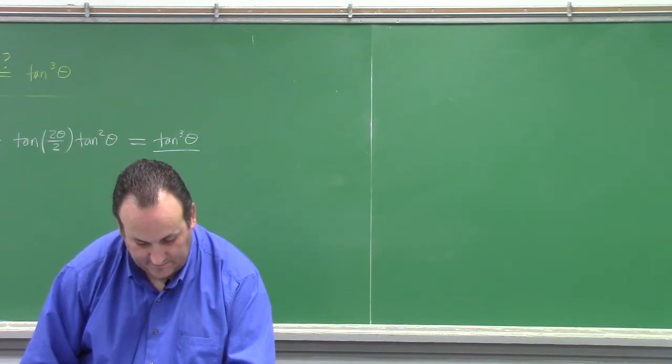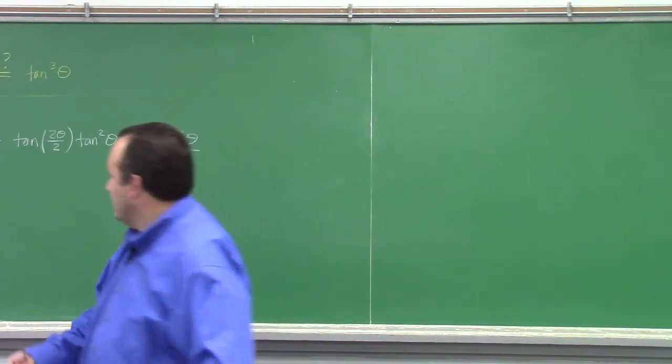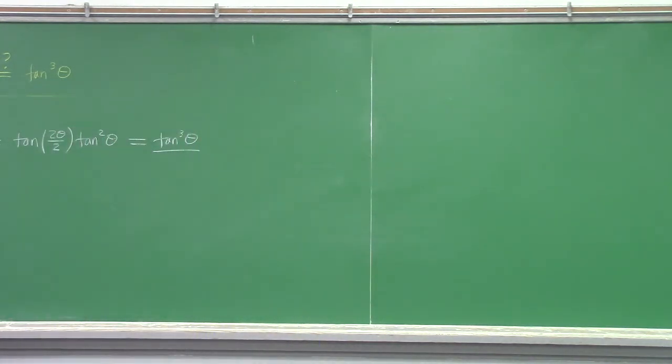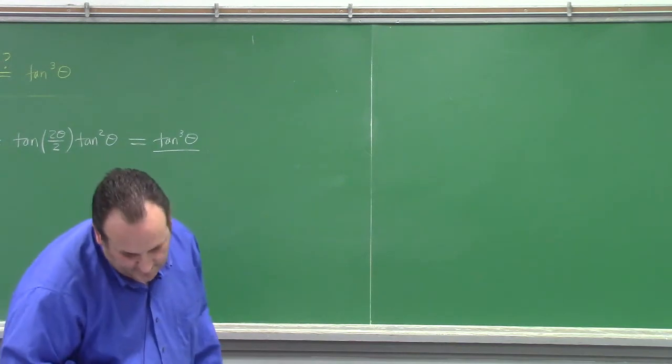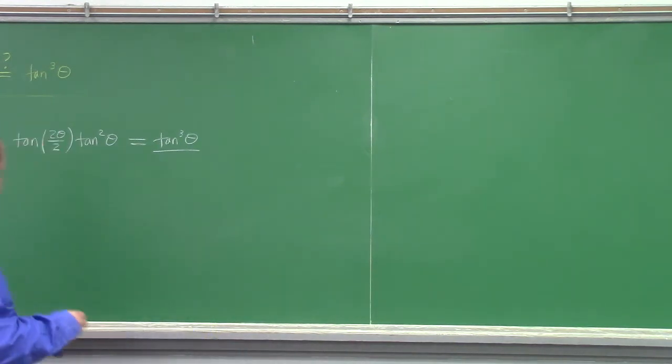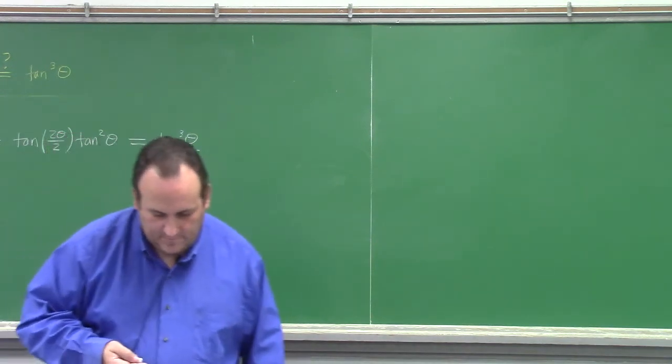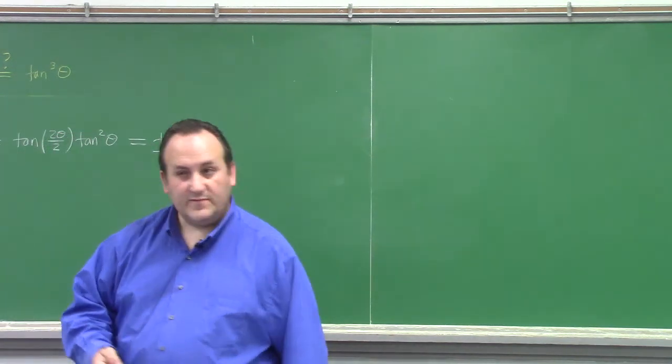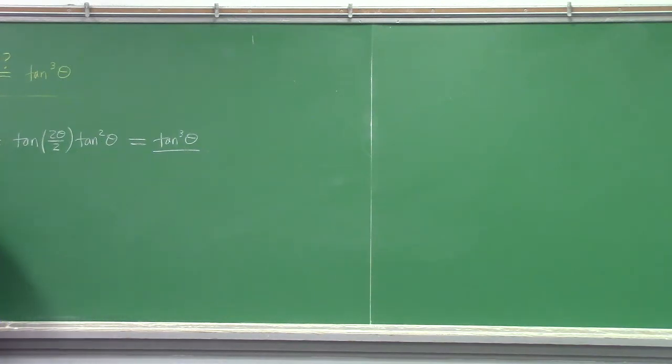Number 5 from section 7.5, we're supposed to solve 2 sine theta, I'm saying theta, it might have x, I don't know, 2 sine theta equals the square root of 3. And we're supposed to find all solutions from 0 to 2 pi, right?